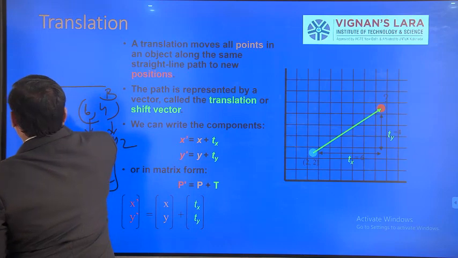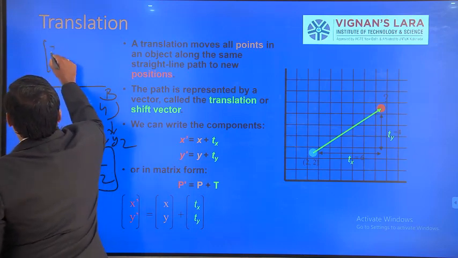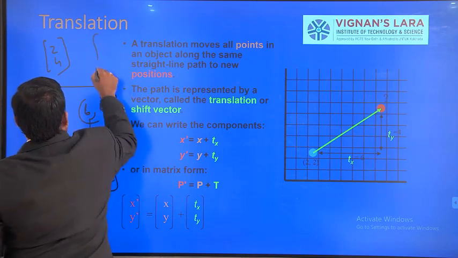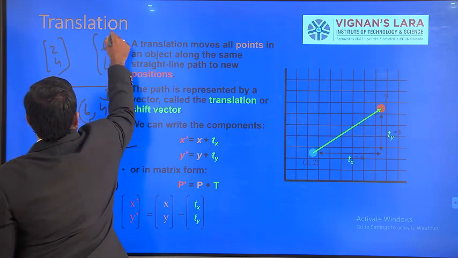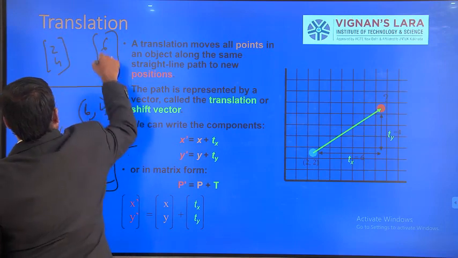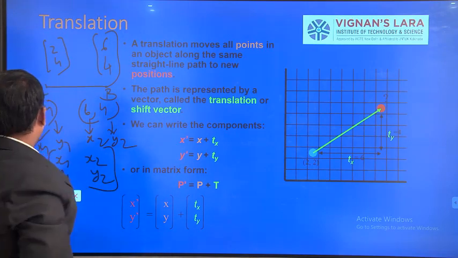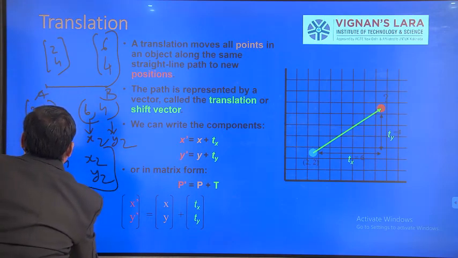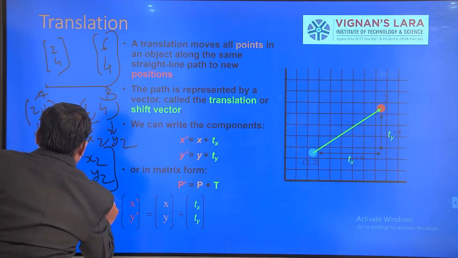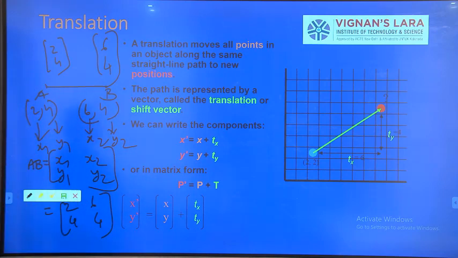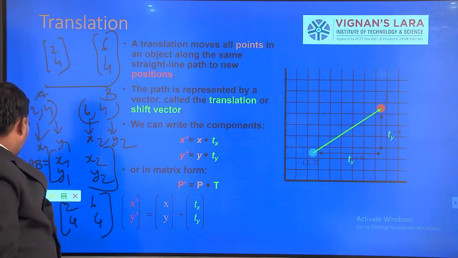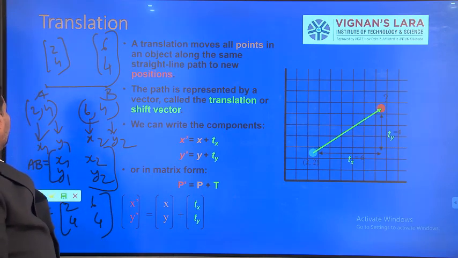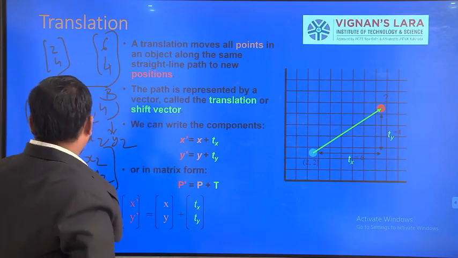Point A in matrix form is 2, 4, and point B in matrix form is 6, 4. This is a column matrix. Combine these two, then you will get AB: AB equals 2, 4, 6, 4. That means you place A as 2, 4 and B as 6, 4. Like this we will represent the straight line in matrix form.